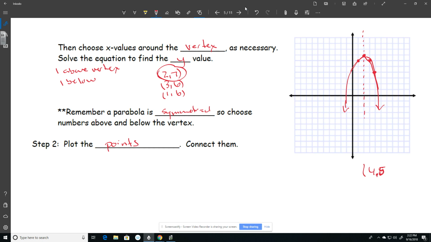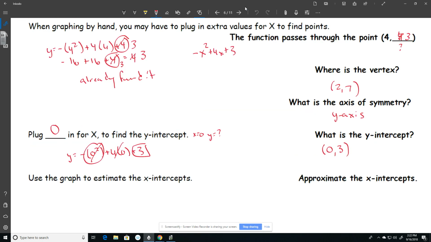It also looks like it's crossing 0 down here, maybe at about -1. So my x-intercepts are approximately at about (-1, 0) and (4.5, 0). That's about where they are. So my x-intercepts are about -1 and 4.5, approximately. I'm not going to say they're equal to those points. I'm going to say they're about those points.